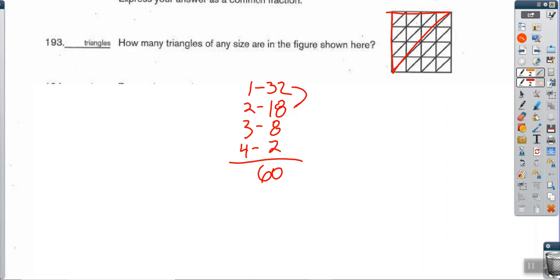Okay, so hold on a second. Let's look at this. So the difference here is, what did you say it was? 14. What's the difference here? 10. What's the difference here? 6. What's the difference here? Quadratic. So this is in fact a quadratic relationship. So yes, there is a pattern. I misspoke.